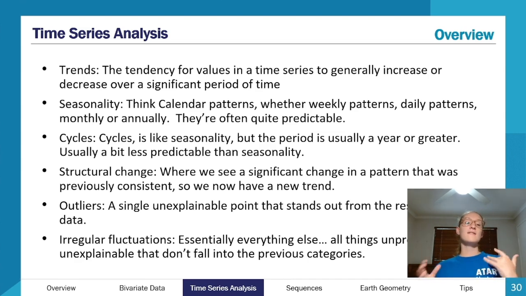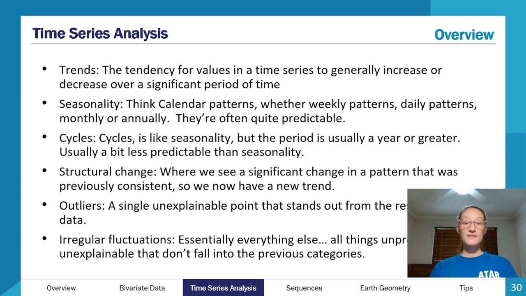And then lastly is irregular fluctuations, which is essentially everything else, all things unpredictable, unexplainable, and present in any real-world data. I know that's a lot to think about, and you might be able to come up with some helpful mnemonic to help you remember each of the things you might be able to discuss in a time series plot. Sometimes it can just take a bit of practice to get better at identifying these things when you see them in a time series plot.